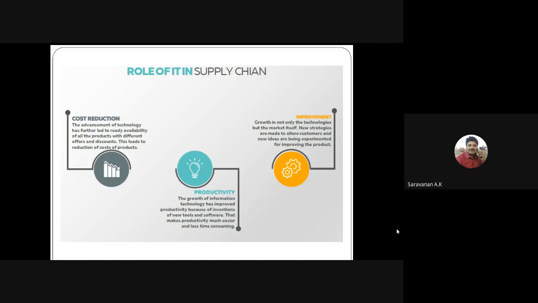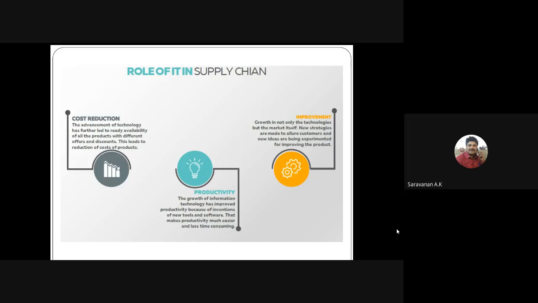For example, if there is information lag, which areas will be affected? Most probably the lack of coordination will be affected. Due to the lack of coordination, what will happen? The demand will fluctuate. So the bullwhip effect will occur. Due to the bullwhip effect, what will happen? The profitability of the entire chain will be lost.